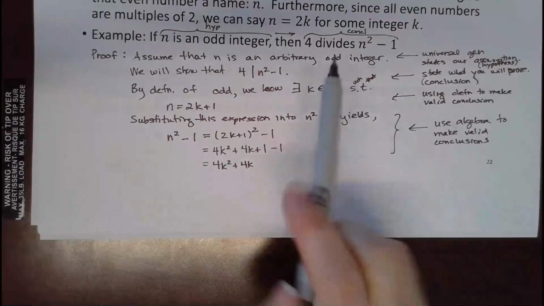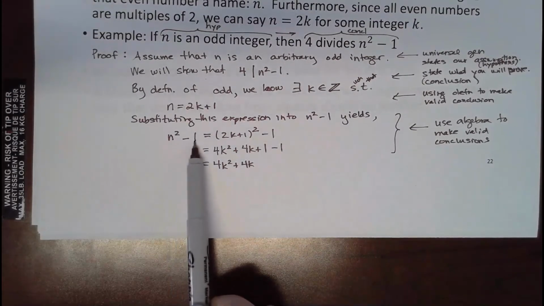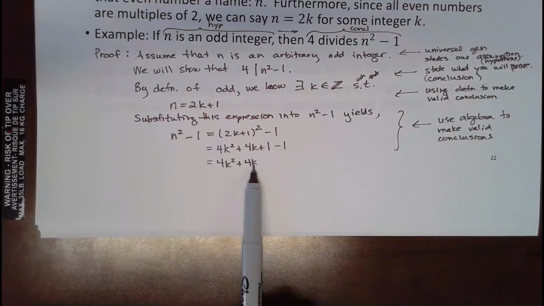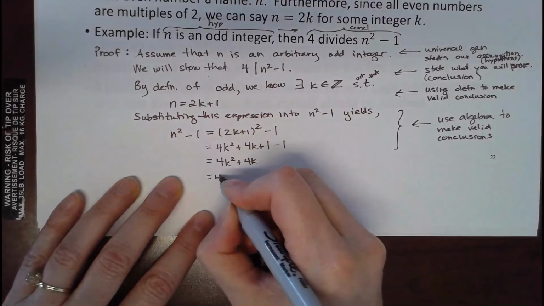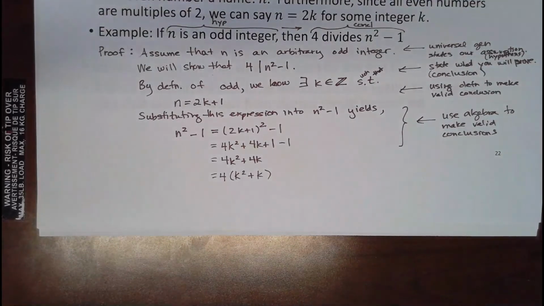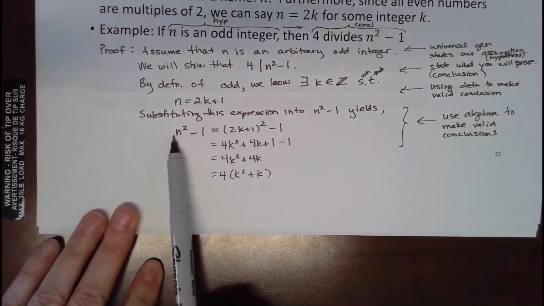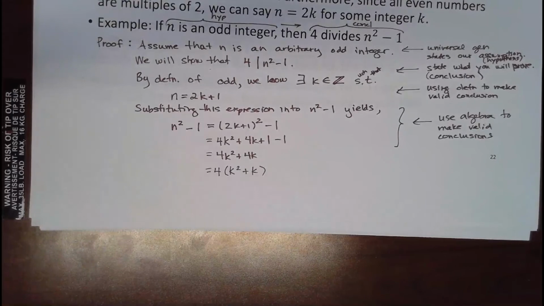Then we think about where I'm going. I'm trying to show that 4 divides n squared minus 1. Here I have n squared minus 1, and I know it's equal to this expression. I see all these juicy 4s in here, and so I really want to factor out that 4. Then I think about the definition for divides. I know that x divides y if y can be written as some integer multiple of x. So 4 would divide n squared minus 1 if it could be written as some integer multiple of 4, and we just wrote it that way.